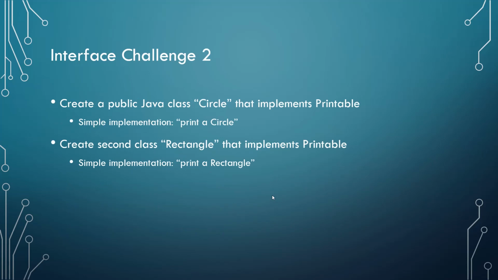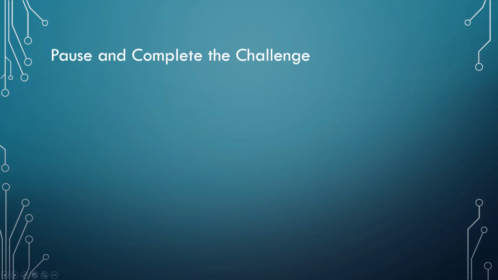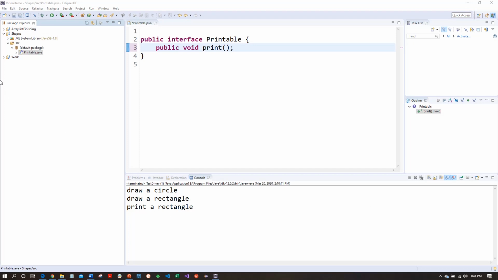Interface challenge 2. Create a public class Circle that implements Printable with a simple implementation, print a circle. Create a second class Rectangle that also implements Printable with a simple implementation, print a rectangle. At this point, pause and complete the challenge, and I'll join you on the other side.